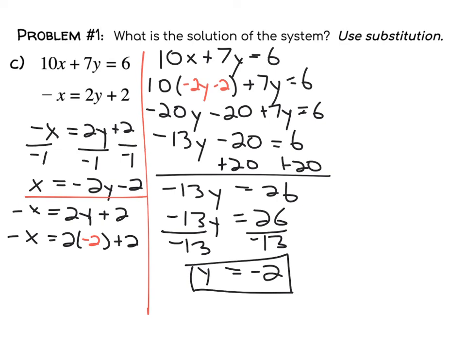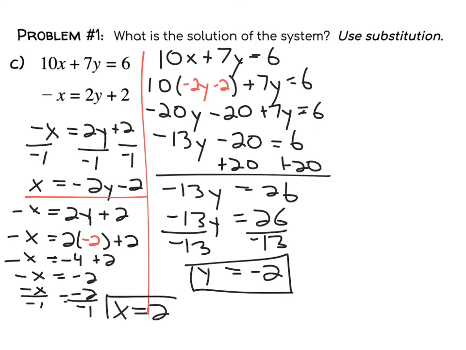So we say negative x equals negative 4 plus 2, or negative x equals negative 2, and then we need to divide both sides by negative 1, and we get, I'm running out of room here, and we get x equals 2.